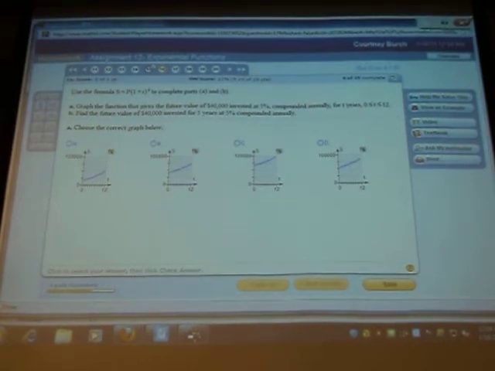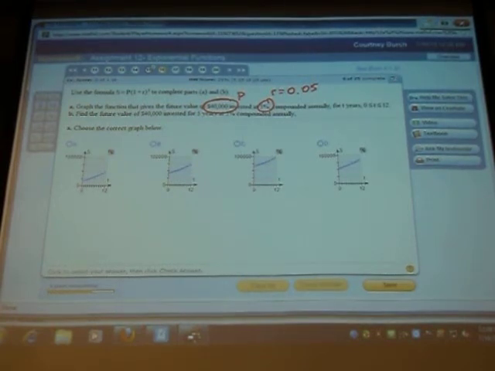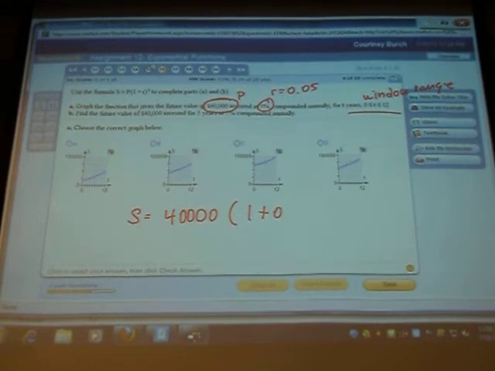The future value of 40,000 just means I'm investing 40,000. So 40,000 would be my principal. 5% would mean my R is 0.05. T is 0 to 12. That's just giving me my window range. T is the year, so that's my variable. So my function is going to be P is 40,000, times 1 plus 0.05 to the T power.